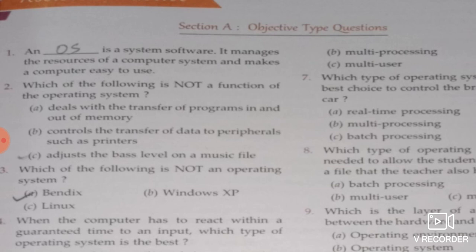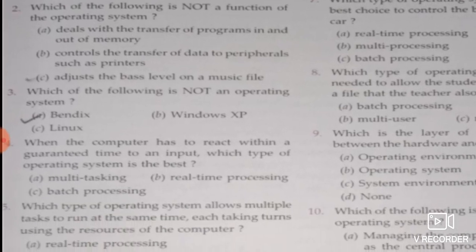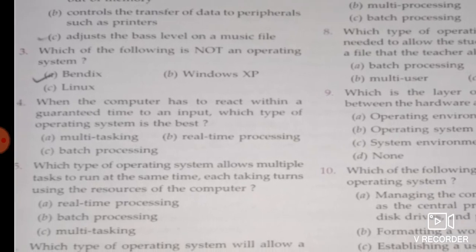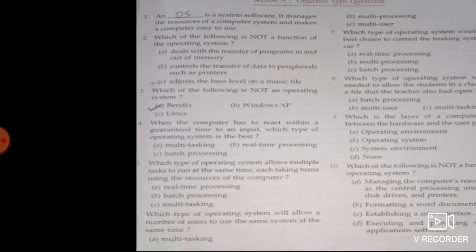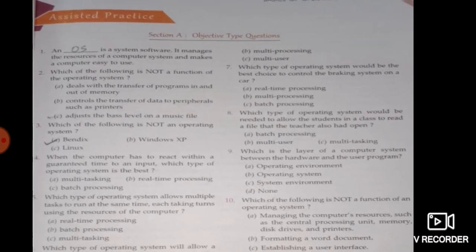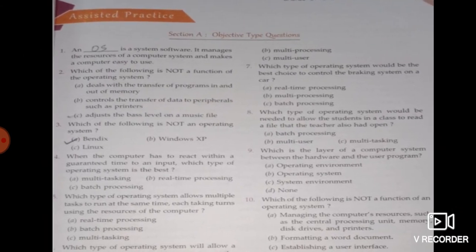Which of the following is not an operating system? Bendix, Windows XP and Linux. Linux is an operating system, Windows XP as well, but Bendix is not an operating system. Okay, so I have told you the first three answers. For the remaining part of the exercise, you will find the answers from the chapter and complete the exercise yourselves.